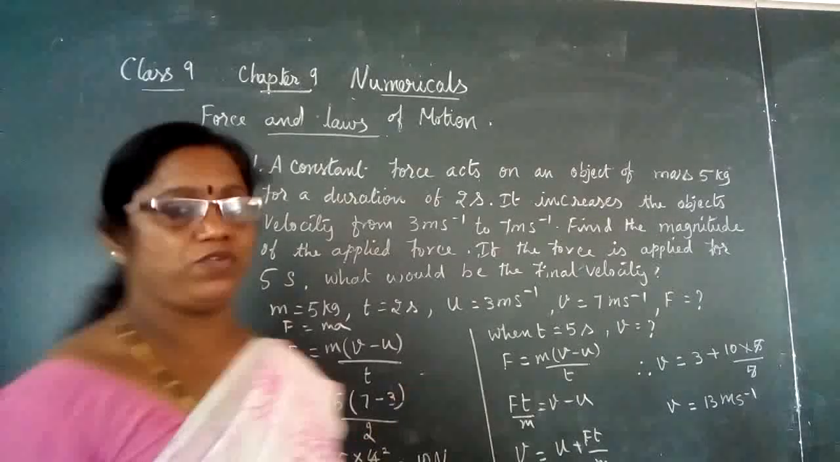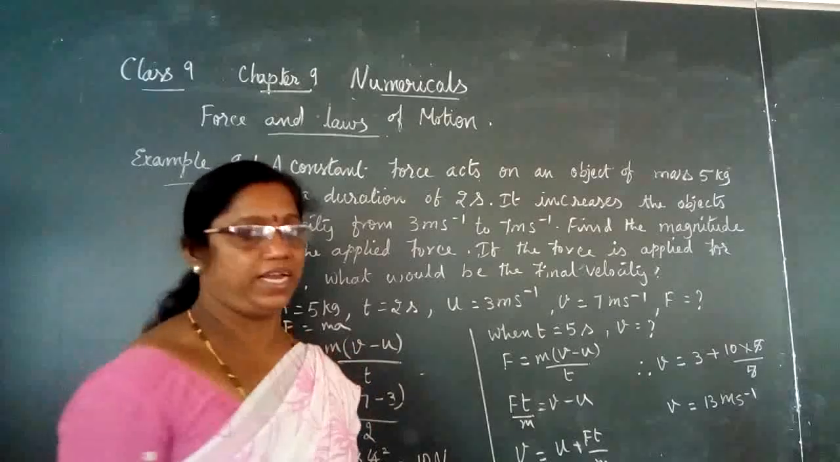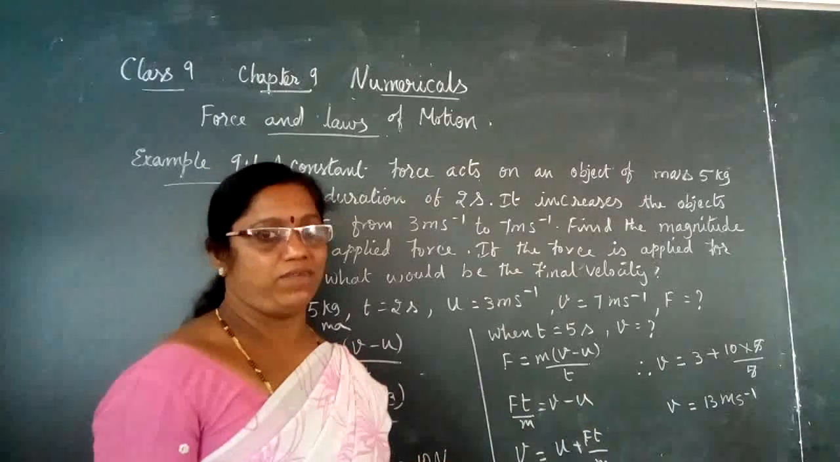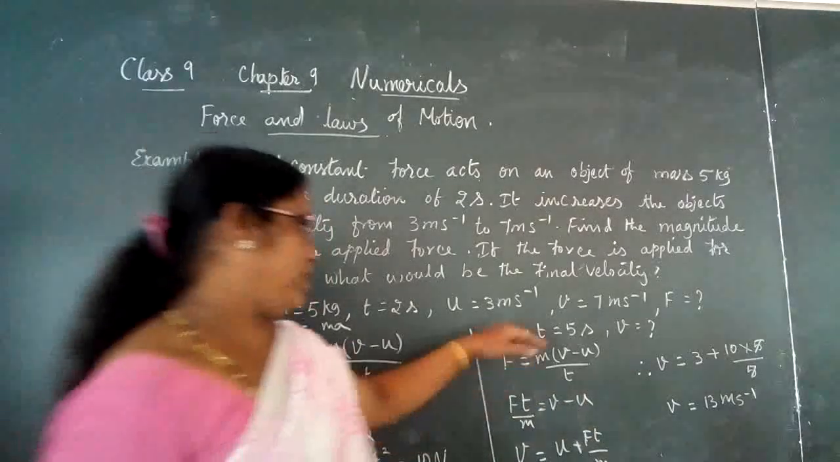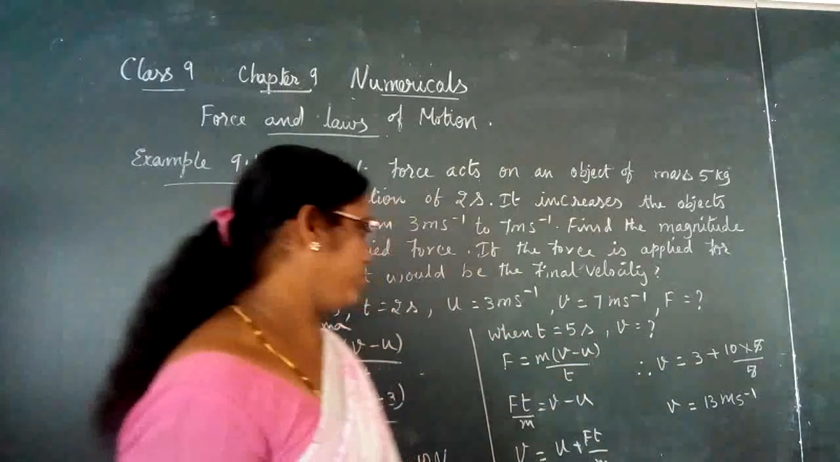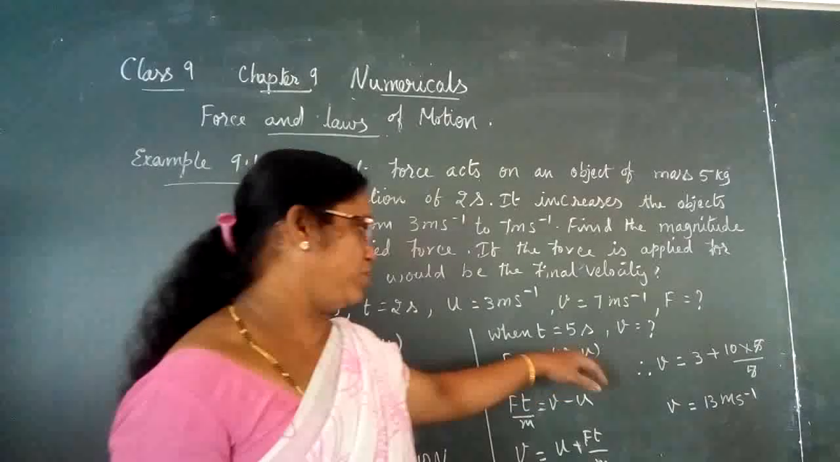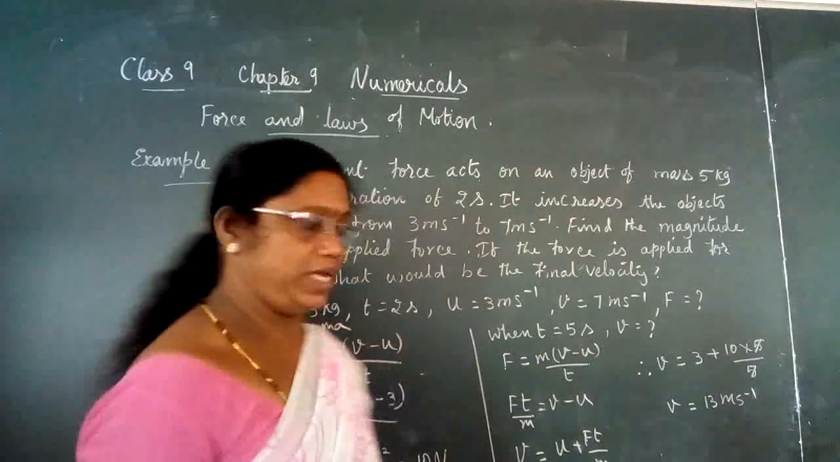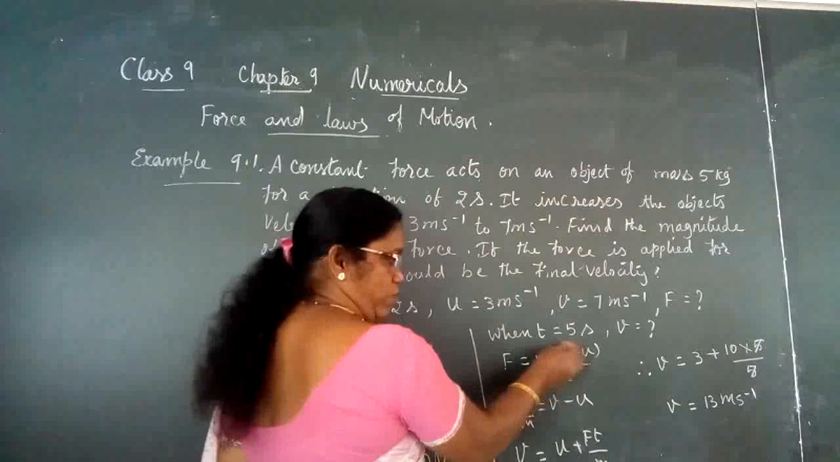Now if the same force acts for 5 seconds, what will be the final velocity? Let us take t is equal to 5 seconds and v we have to find out. F is equal to m into v minus u divided by t. We want to find what is v.